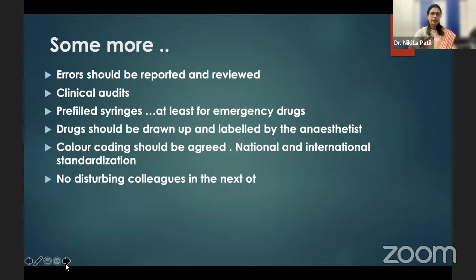No disturbing colleagues in the next room. Yes, in a multi-complex, particularly during maintenance of anesthesia. I have finished with my first induction and extubation, and I'm quite alert. But during maintenance, if I try to go and visit the second theater, that disturbs and displaces whatever is going on in the mind of that patient's anesthesiologist. So, no disturbing colleagues in the next room.